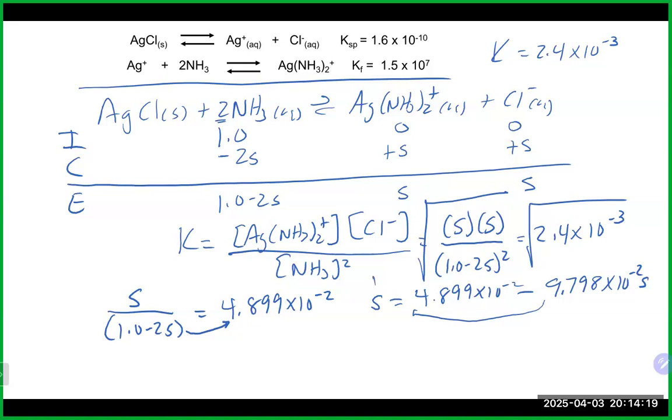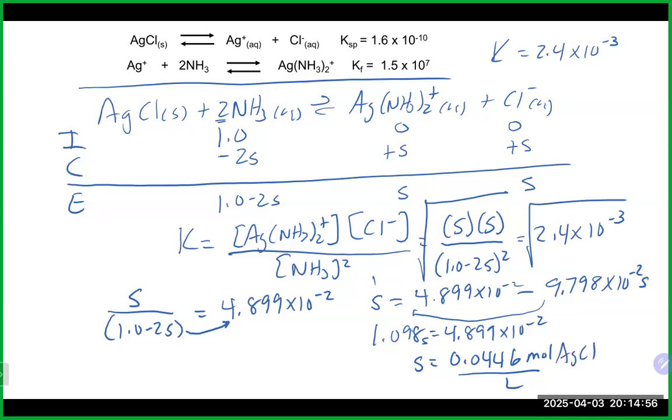So that's going to give us 1.098 s equals 4.899 times 10 to the minus 2. We're going to divide, hopefully, 4.899 times 10 to the minus 2 divided by 1.098. That is going to give us an S of 0.0446. And that would be our moles per liter of our silver chloride in this case.